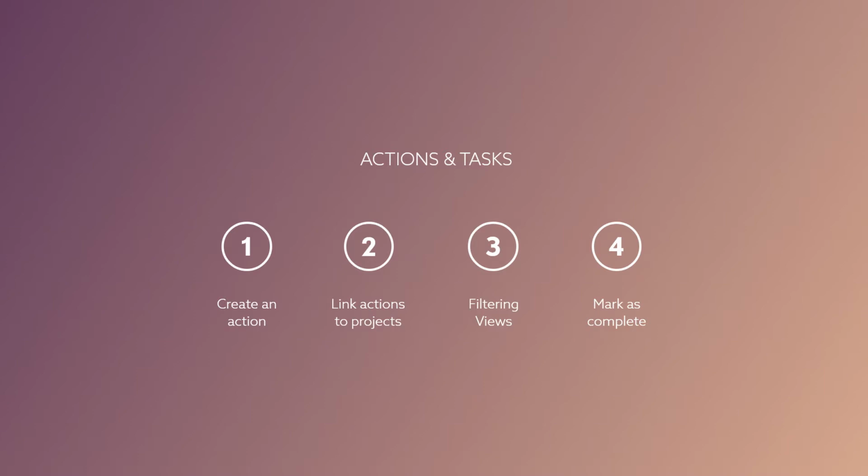First, we'll talk about how to create and set up an action in the database. Second, we will link it to existing projects and objectives in the database. Third, we will cover how to filter and sort through the various views of this actions database. And finally, we will cover how to mark a task as complete and send it into the archived status.